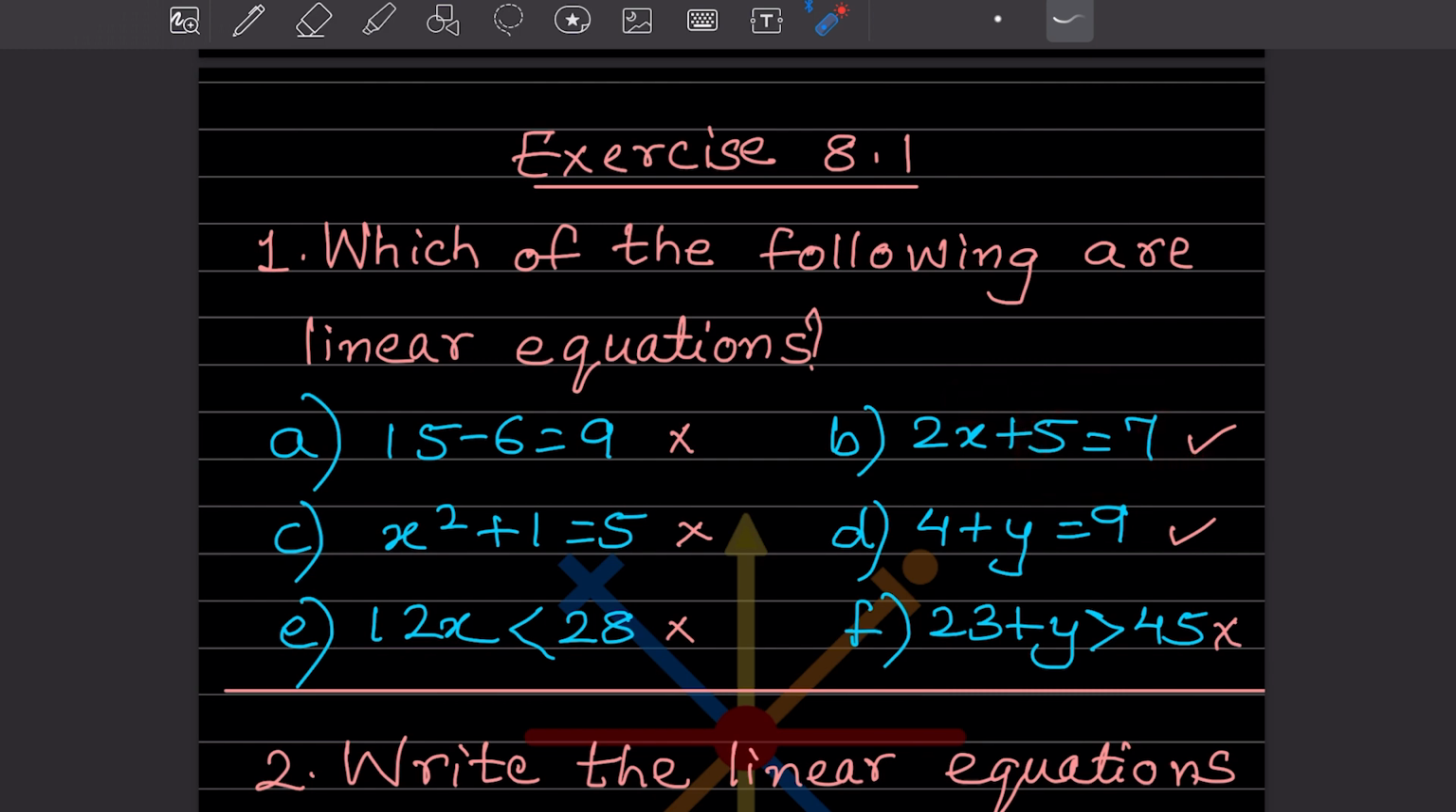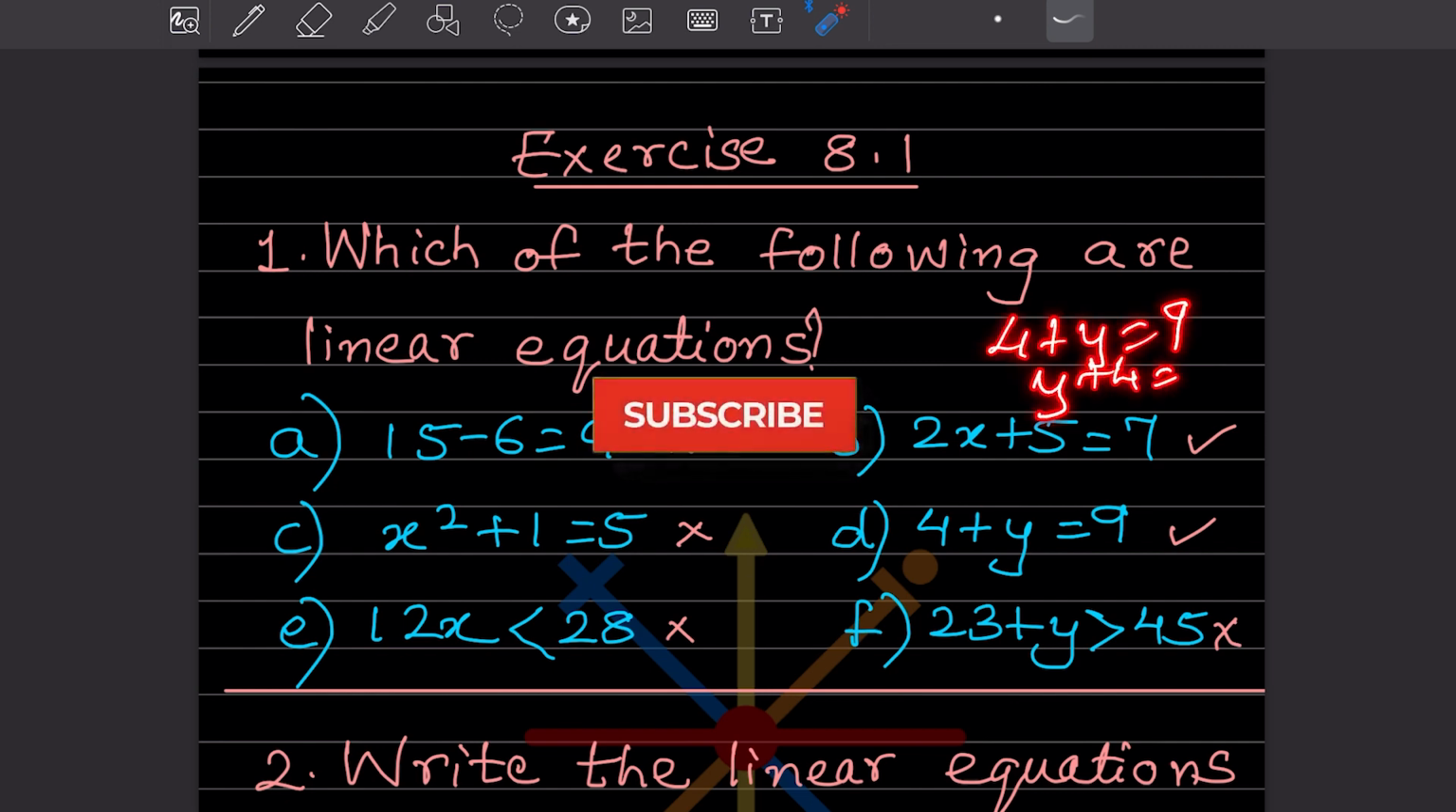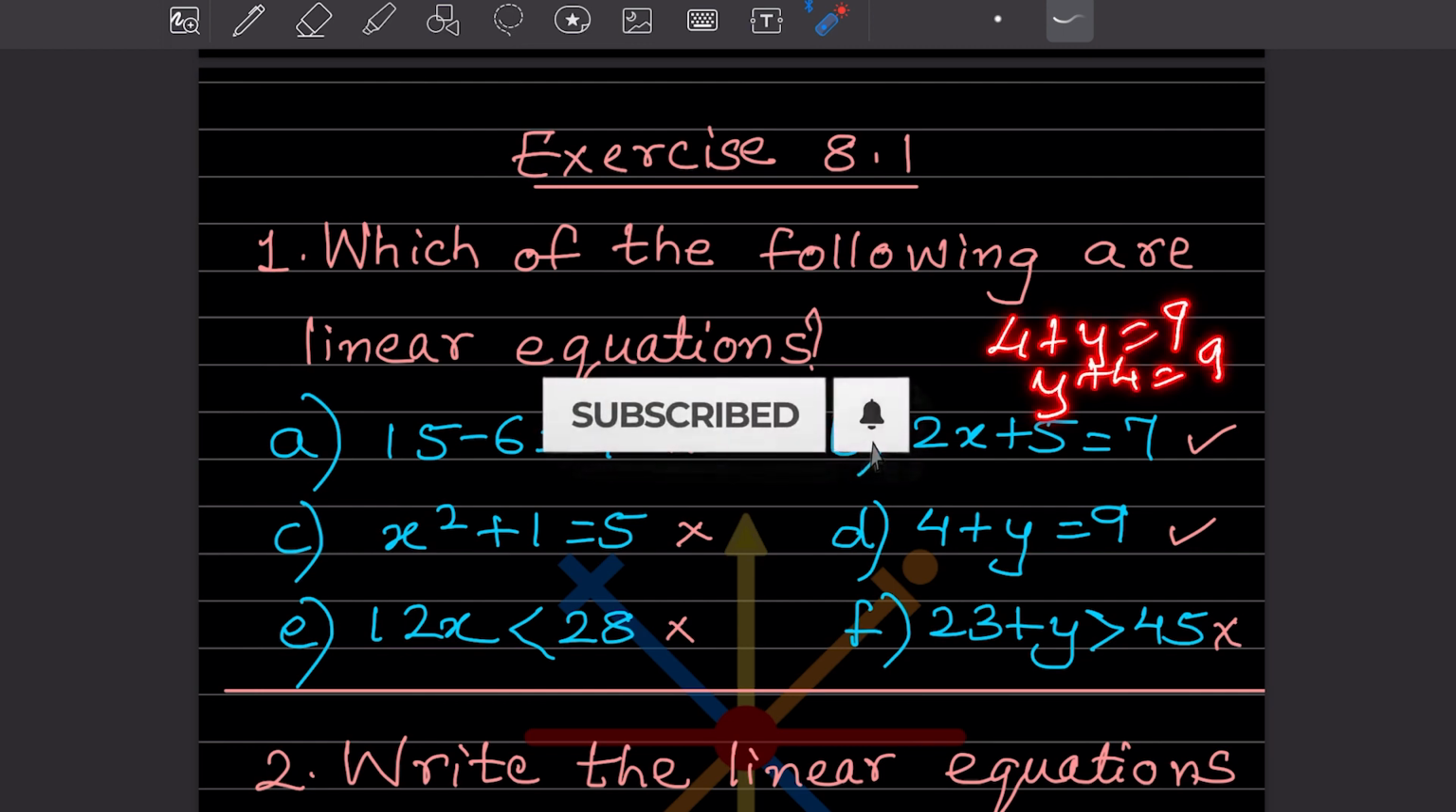Again in this one, as I told you, the power is 2, so this cannot be a linear equation. Here, whether you write 4 plus y is 9 or y plus 4 is 9, both ways it's going to be the same. So this is an equation.